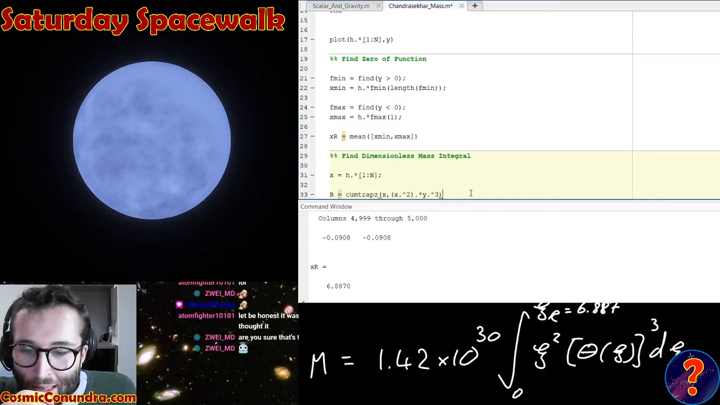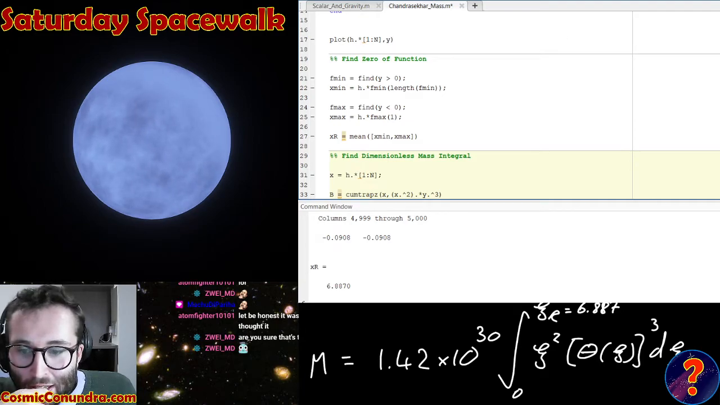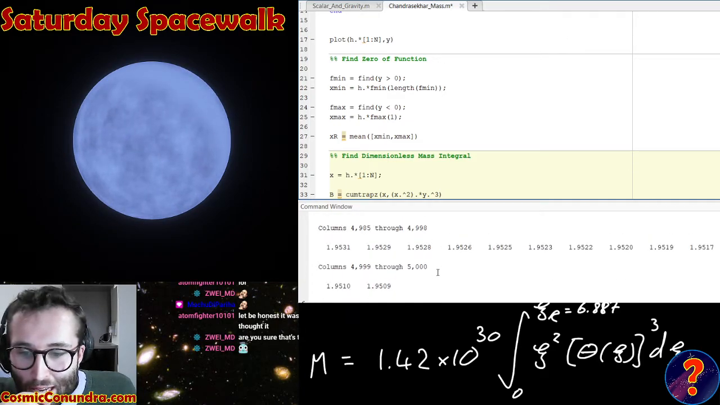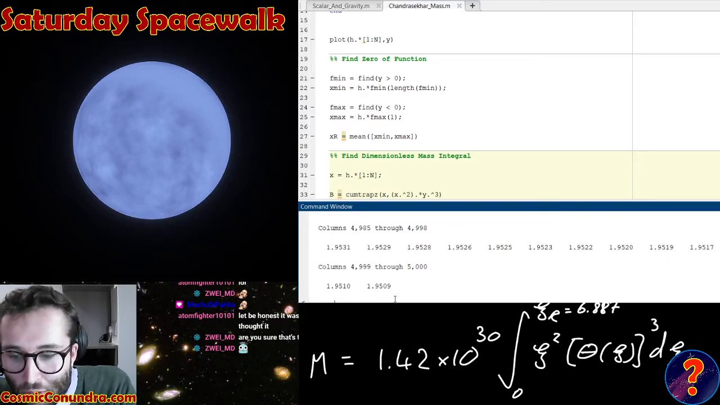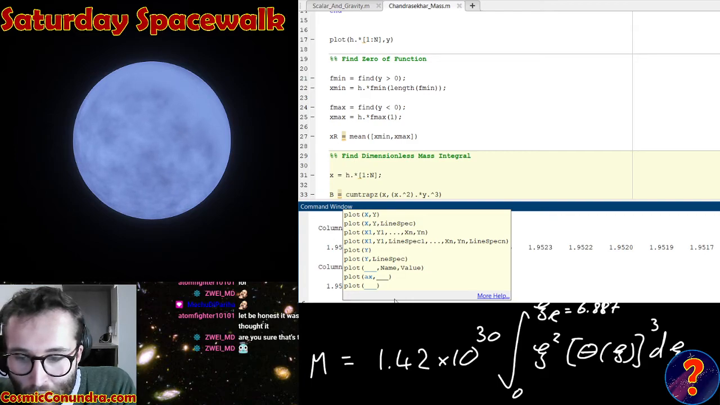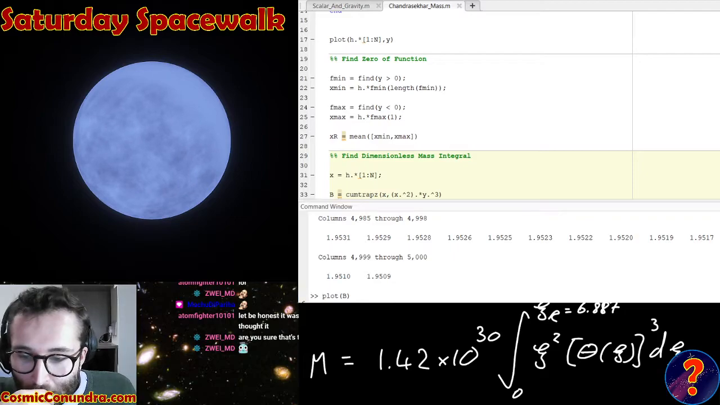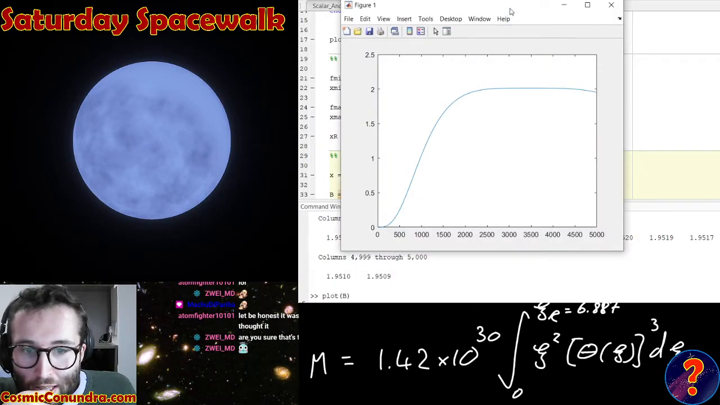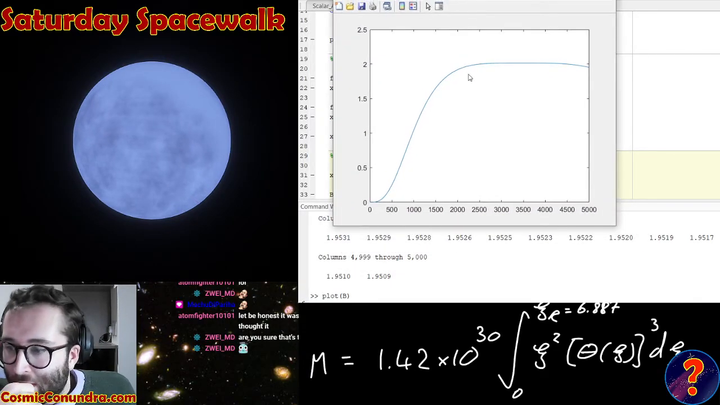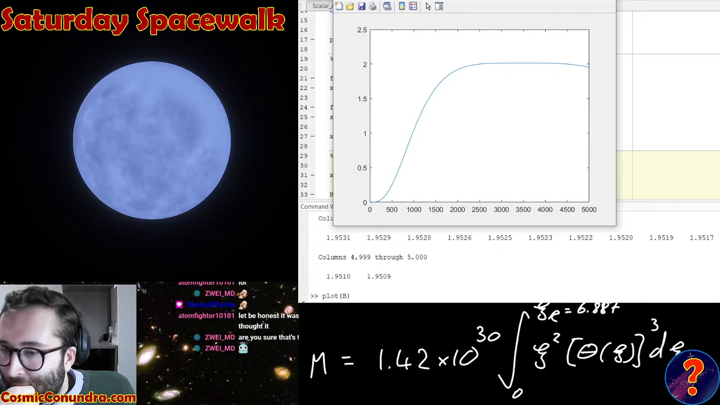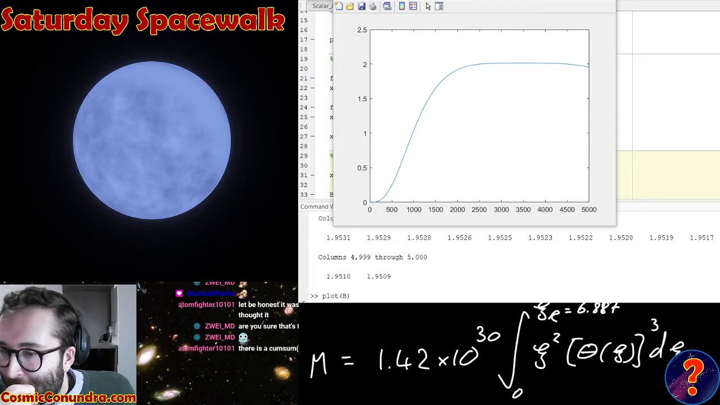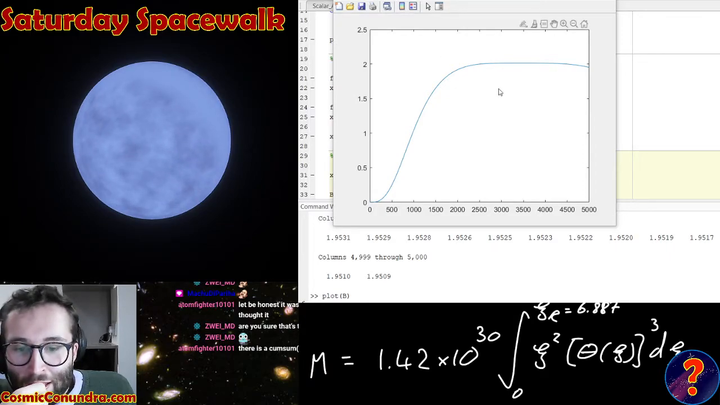Okay, and when I do this, let's show what this function gives us. What it gives us is the integral up to each one of these x values that I've inputted. So if I plot b, you can see that it gives us a cumulative distribution. Is there a cumulative sum? Yeah, I expect there is a cumulative sum function.